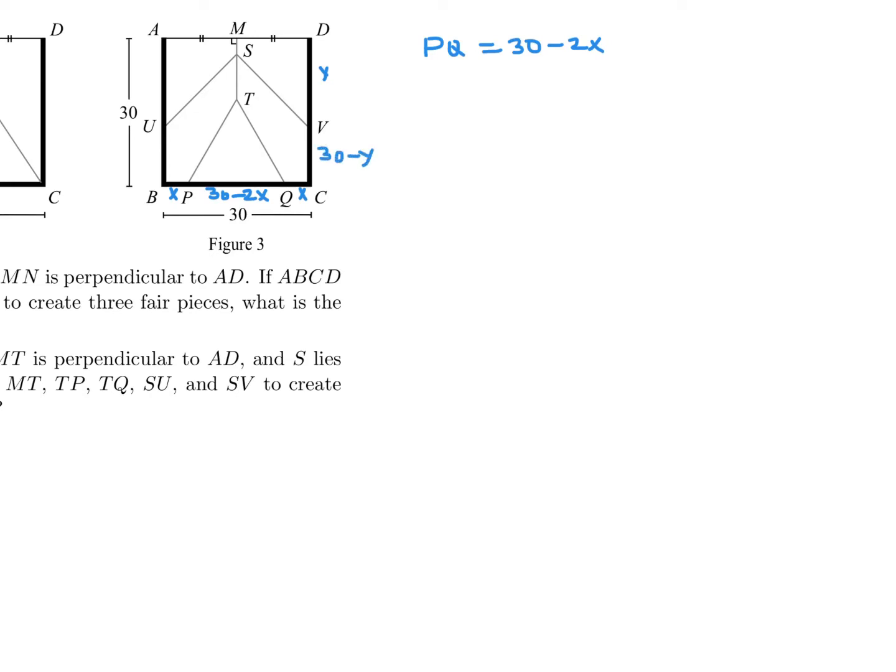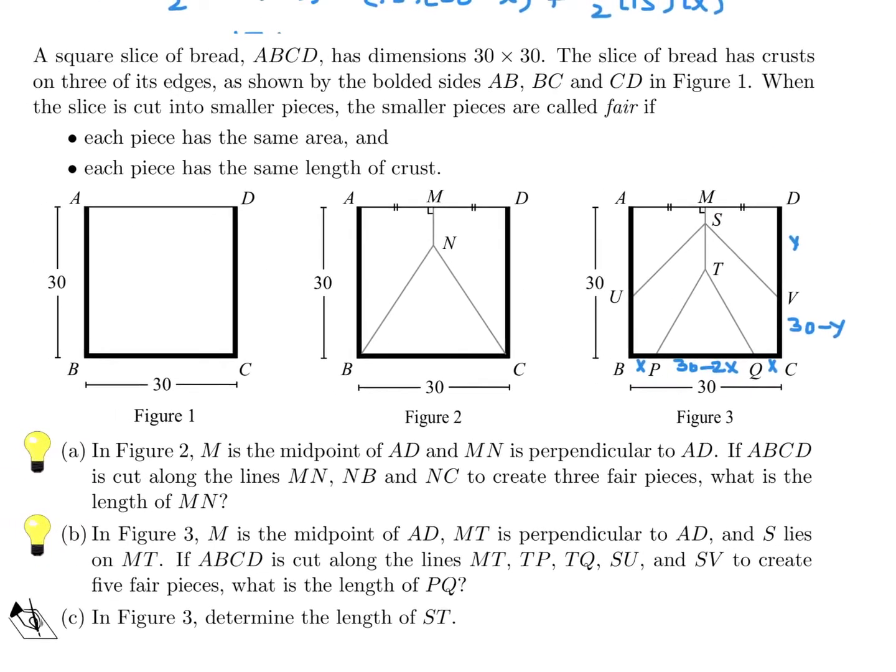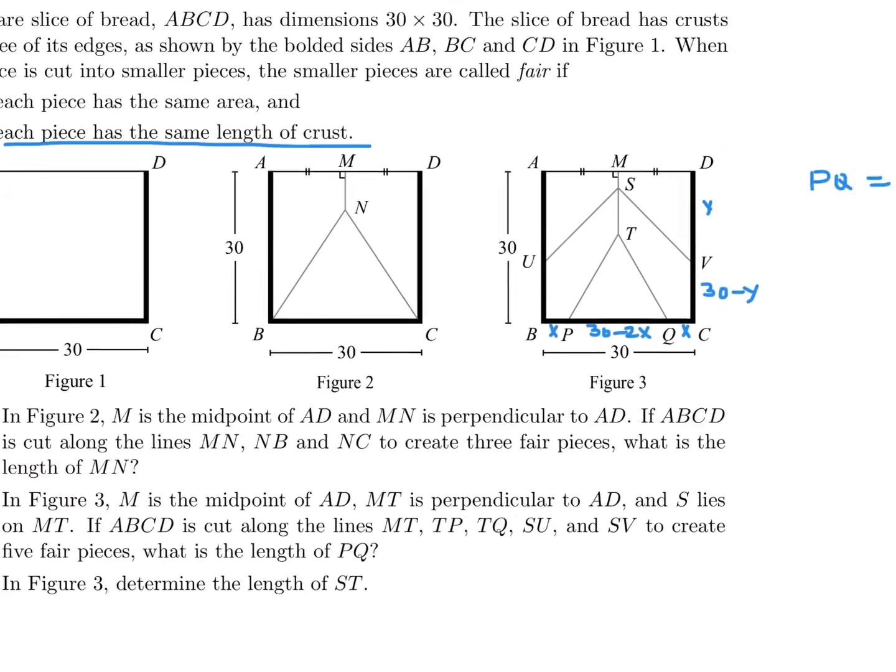And I think that's okay for now. Let's see if we need anything else. Okay, so in this question, instead of areas, I'm going to work with the crusts. And remember, the crusts have the same length. So that means each of these pieces is bounded by the same length of crust. That's basically what I was trying to say.